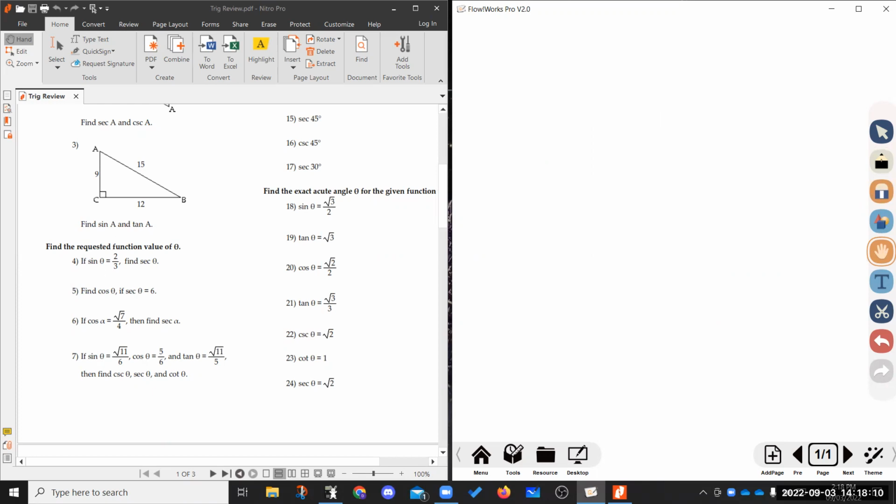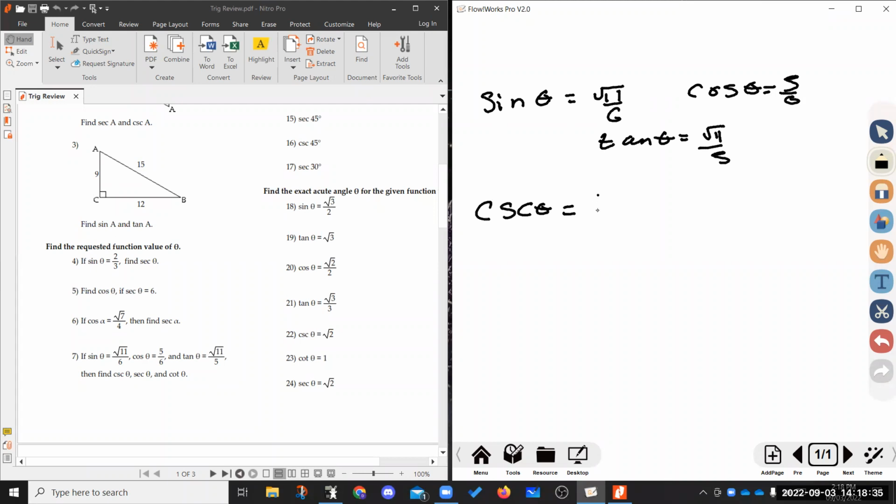If sine of theta is equal to root 11 over 6, cosine of theta is equal to 5 over 6, and tangent of theta is equal to root 11 over 5, find cosecant, secant, and cotangent. So cosecant of theta is the reciprocal of sine of theta. It's going to be 6 over root 11. We're going to rationalize that, and that's going to be 6 root 11 over 11.